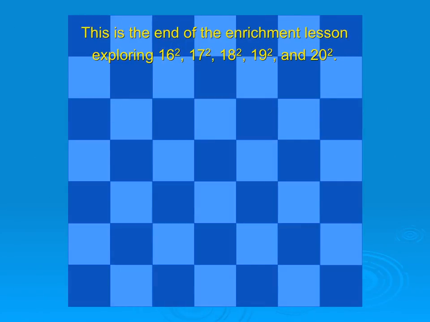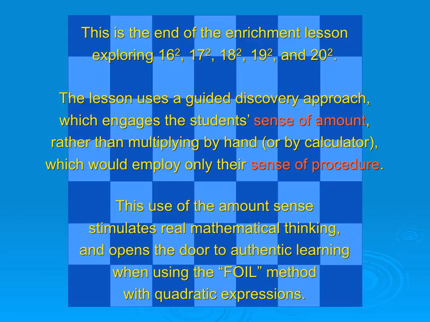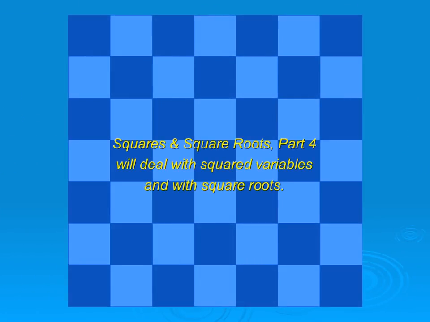This is the end of the enrichment lesson exploring 16 squared, 17 squared, 18 squared, 19 squared, and 20 squared. The lesson uses a guided discovery approach which engages the student's sense of amount rather than merely multiplying by hand or by calculator, which would employ only their sense of procedure. This use of the amount sense stimulates real mathematical thinking and opens the door to authentic learning when using the FOIL method with quadratic expressions. Squares and Square Roots Part 4 will deal with squared variables and with square roots.